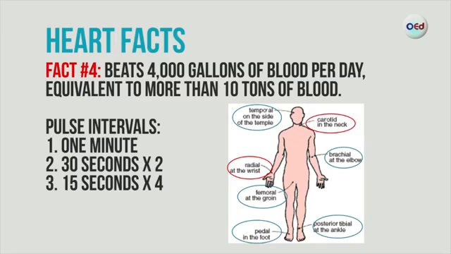Pulse rates can be measured by following any of these intervals: 1 full minute, 30 seconds then multiplied by 2, or 15 seconds then multiplied by 4. During exercise, this pulse rate increases, just like during the fitness test that you have performed in Lesson 3 for the cardiovascular endurance, which is the 3-minute step test.